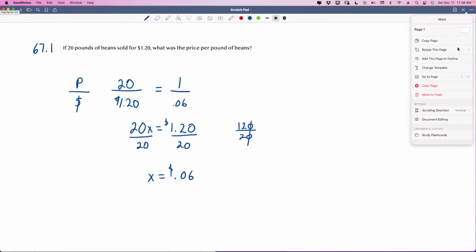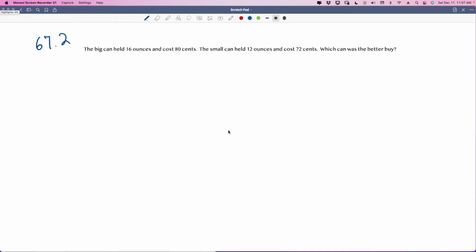All right, we have another problem. I'm going to clear the page and put it up here for us. All right, so this is a problem that is going to help you a lot when you go grocery shopping. Proportions is something you're going to use every day, especially when you're grocery shopping and trying to compare prices. So this problem said the big can held 16 ounces and cost 80 cents, right? The small can held 12 ounces and cost 72 cents, which was the better buy.